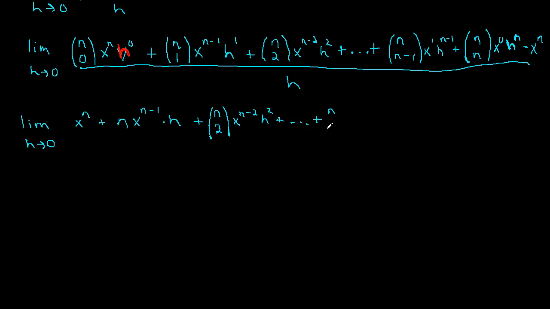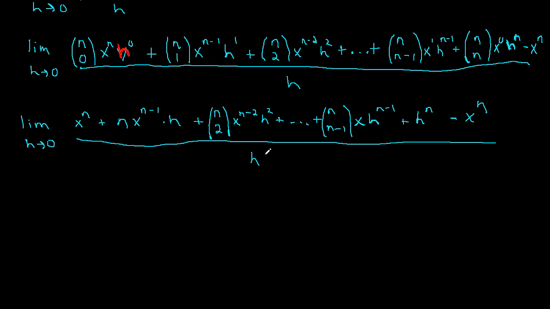And then I have n choose n minus 1 times x times h to the n minus 1, plus, now n choose n is just 1, x to the 0 is just 1, so I have just an h to the n and then minus x to the n. Okay, and again, all over h.